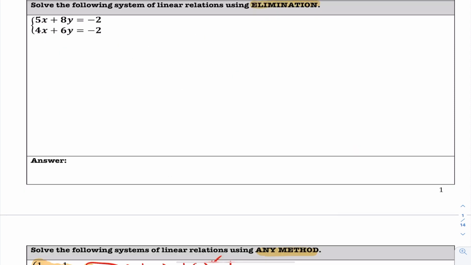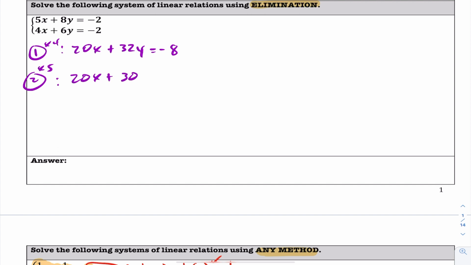Now let's take a look at solving using elimination. To solve using elimination here, what you need to do is pick a variable that you want to eliminate, either the x or the y. So what I'm going to do here is in equation 1, I'm going to multiply across by 4, in which case I get 20x plus 32y equals negative 8. In equation 2, I'm going to multiply across by 5, 20x plus 30y equals negative 10.